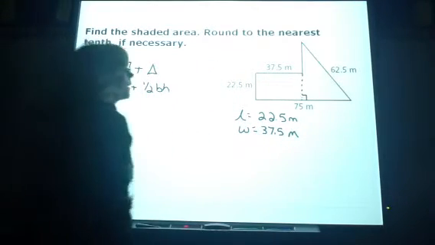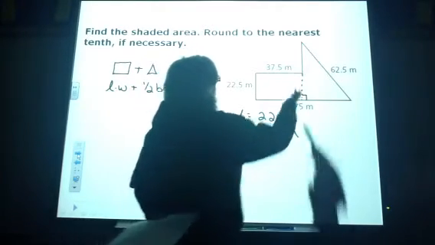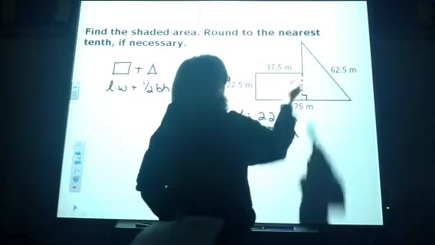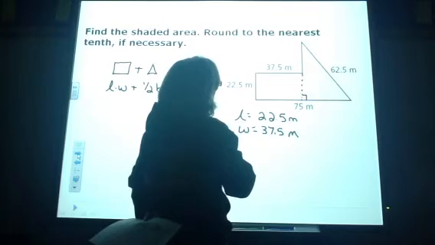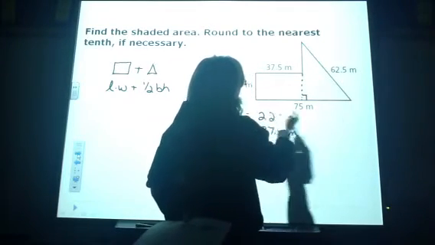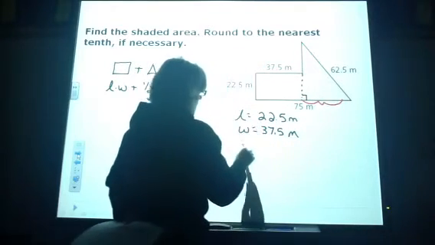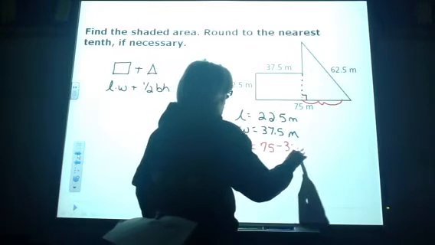Okay, on our triangle, we need our height, which is perpendicular to our base. Well, our height, we're going to need to do some Pythagorean theorem. But on our base here, if this is 75 and this is 37.5, to find the base, you can take 75 minus 37.5.